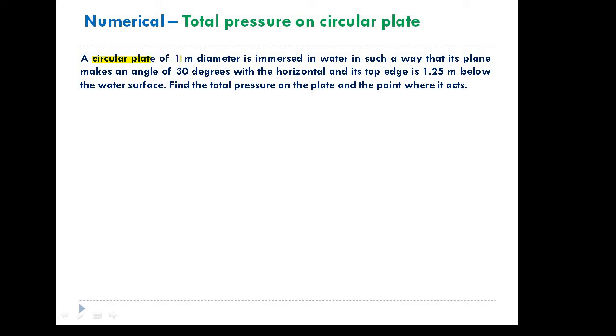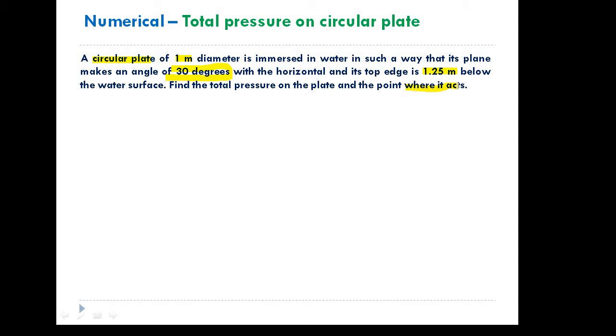A circular plate of 1 meter diameter is immersed in water in such a way that its plane makes an angle of 30 degrees, so the inclination is 30 degrees with the horizontal, that is, with the free surface of water, and the top edge is 1.25 meters below the water surface. Find the total pressure on the plate and the point where it acts. That means total pressure and center of pressure.